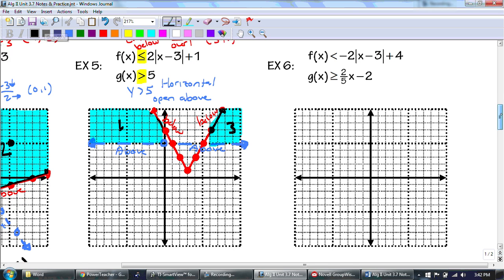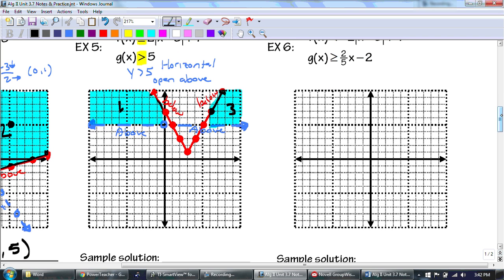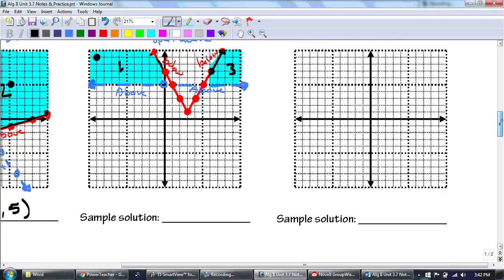Okay, so once again, sample solution: anything that's in the shaded portion. There's my point, and that is the point (-9, 9).